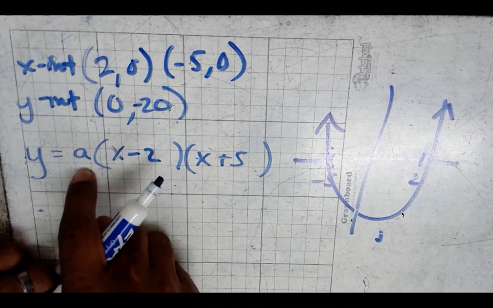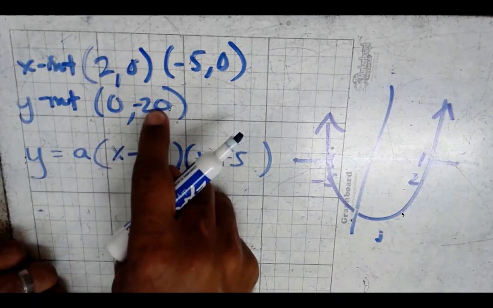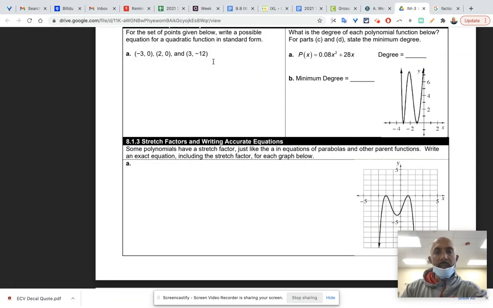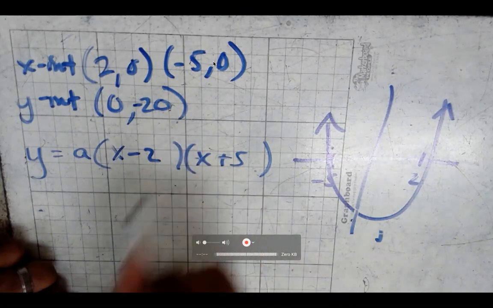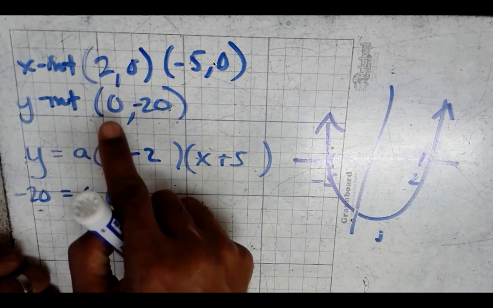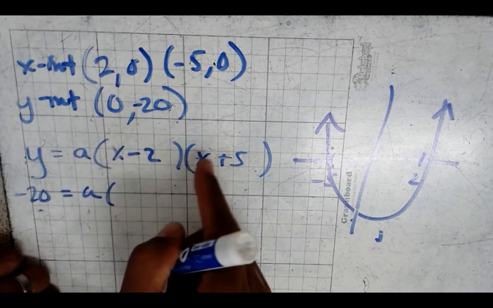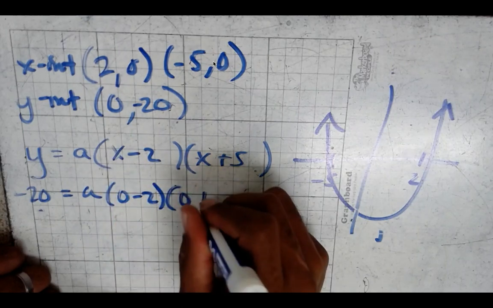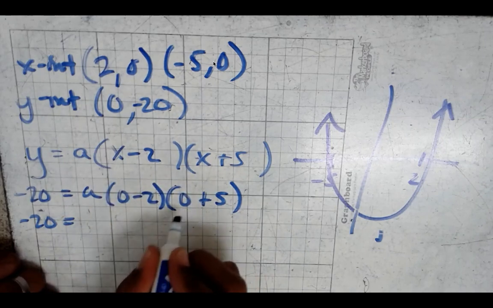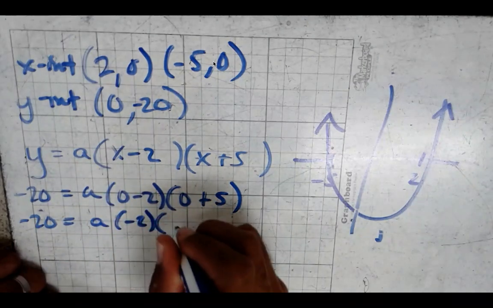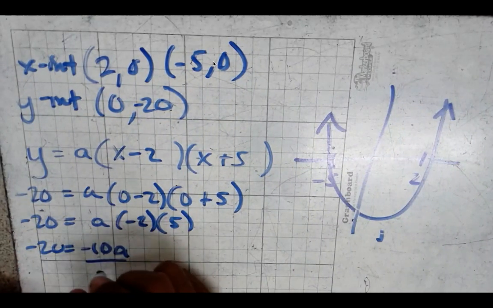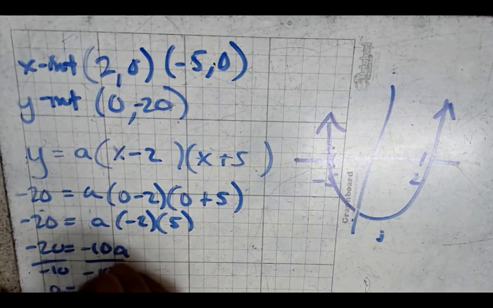Now I have to solve for that a value. What I do is take that point they give me. It could be the y-intercept, or it could be another point. You can see in this problem right here, it's 3 and negative 12, which is not a y-intercept, and I plug that in. So now I get negative 20, and here I'm going to plug in the 0. Basically I'm plugging in the y for the y and the 0 for the x. Now I simplify and multiply these two. This is going to be negative 2 times 5, which ends up being negative 10a. Then solve for a here: divide by negative 10, and a equals 2.